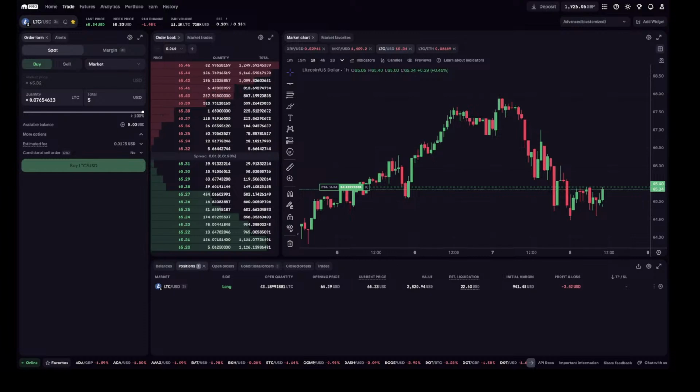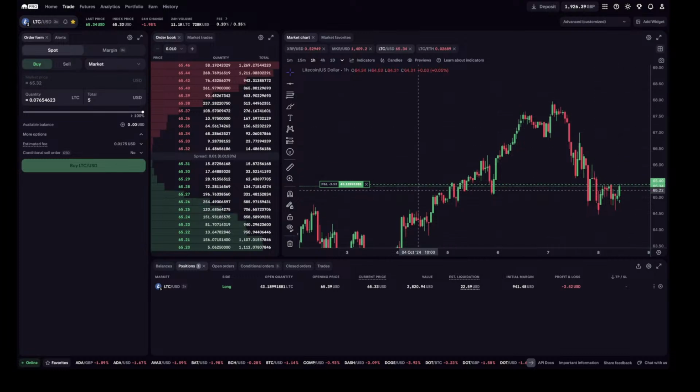Quick one here. LTC, Litecoin against the dollar, qualified for a buy trade here. All of my rules are met, and it's on the hourly chart. I've already taken the trade.